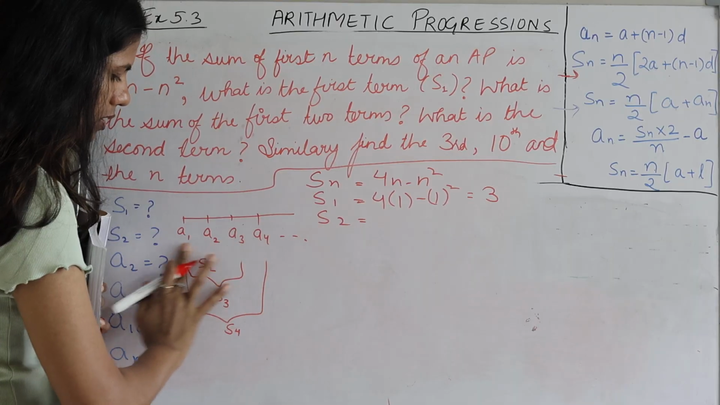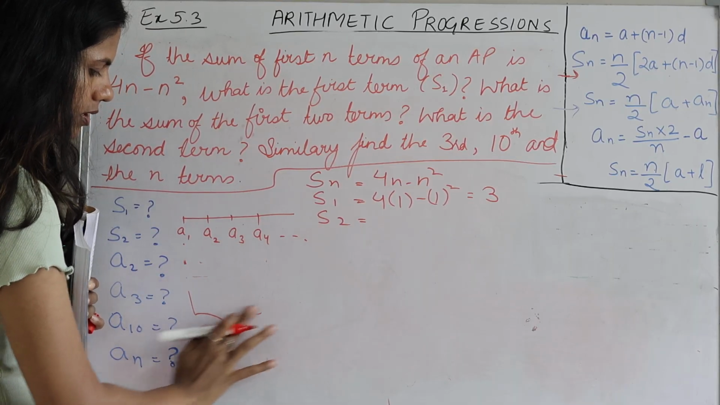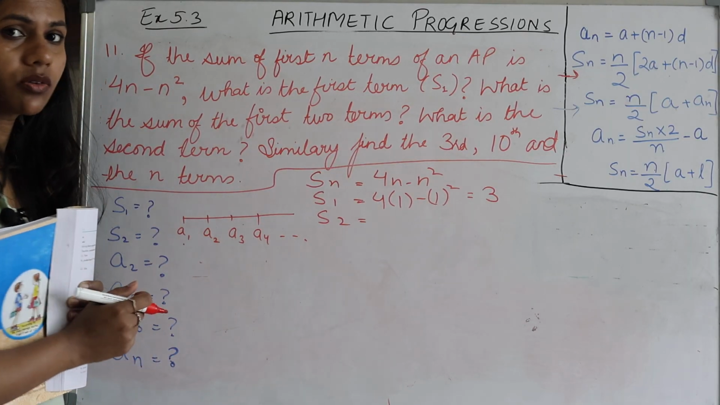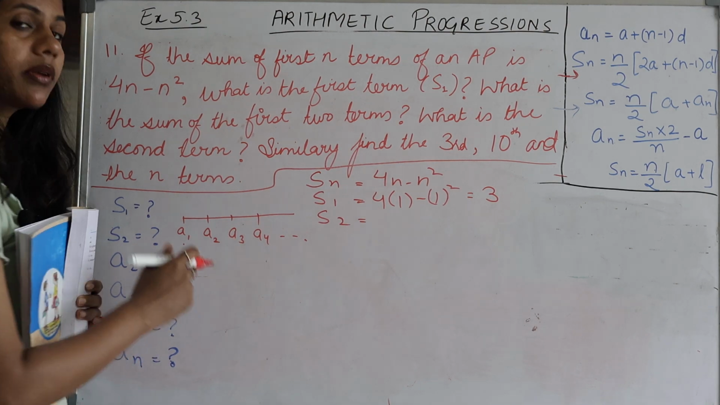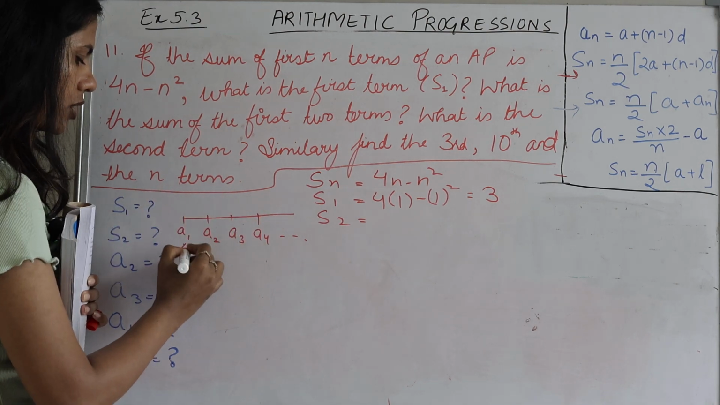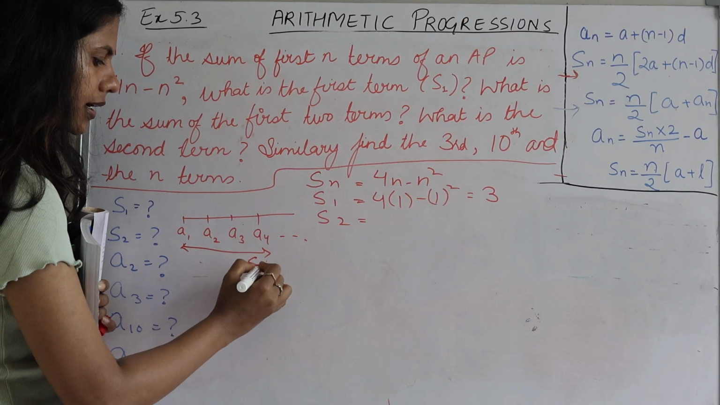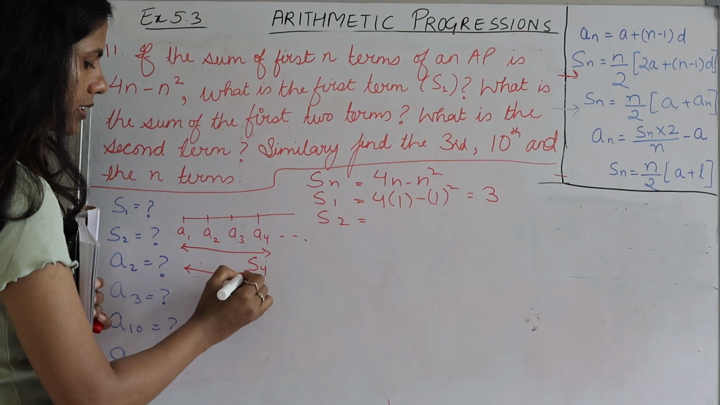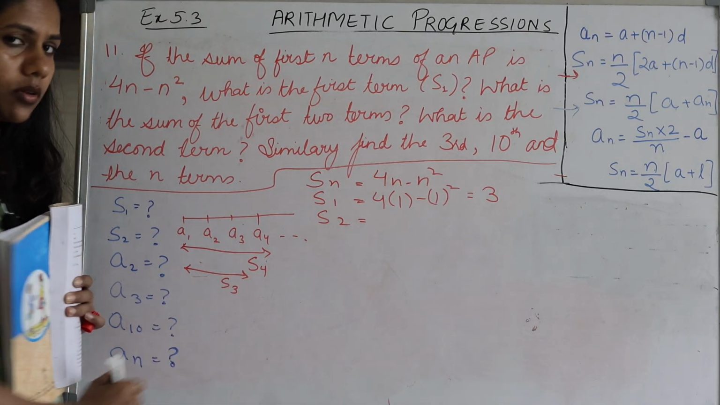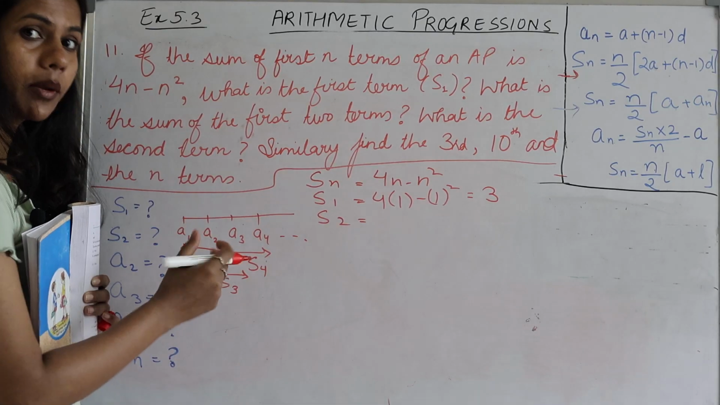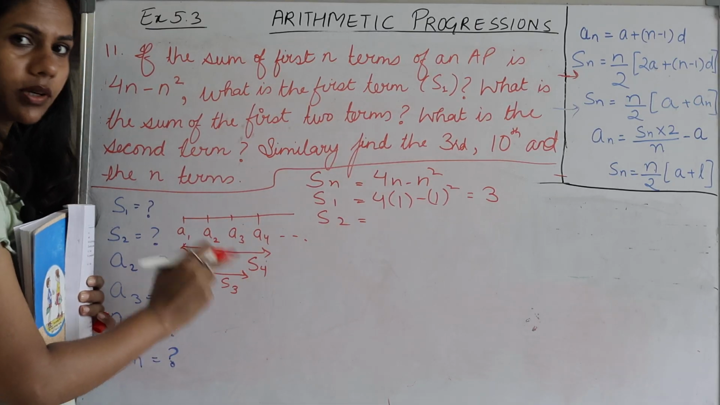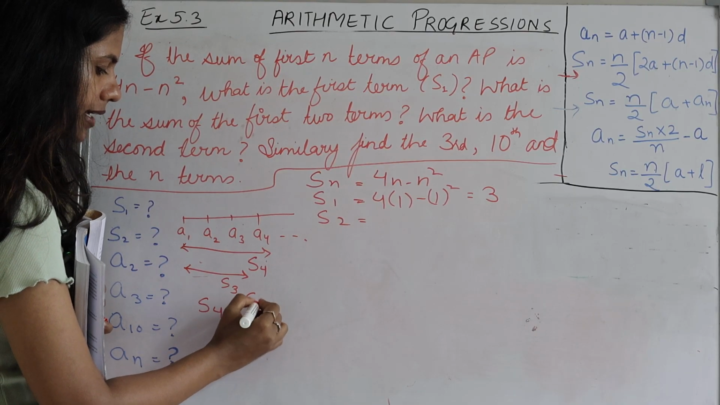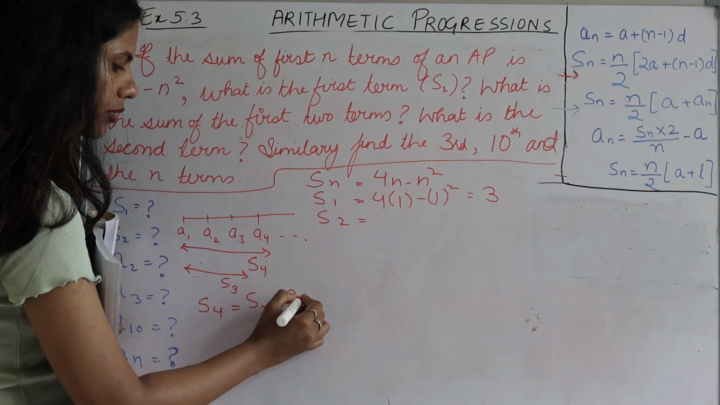Okay, let me come again. Let's assume we have to find S4, which is the sum of A1 plus A2 plus A3 plus A4. So this total will be S4. Now this part is S3, and S3 plus A4 is equal to S4. So S4 will be equal to S3 plus A4.